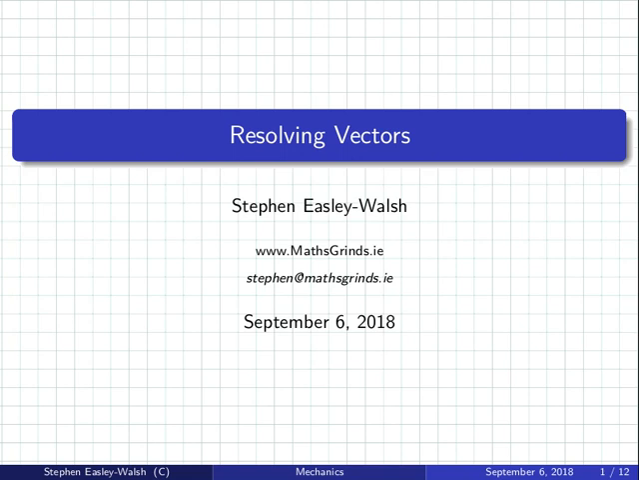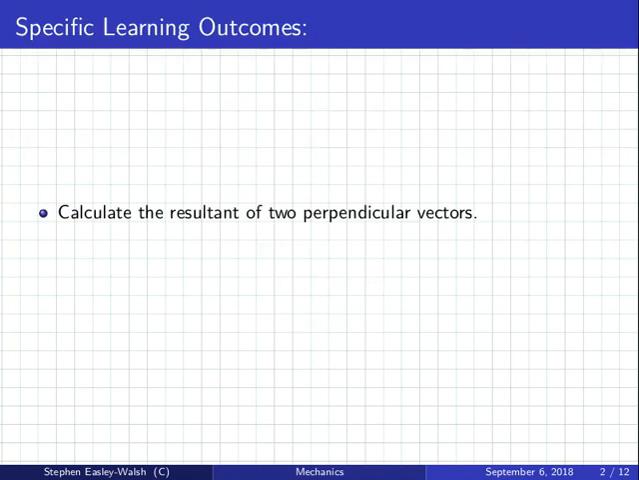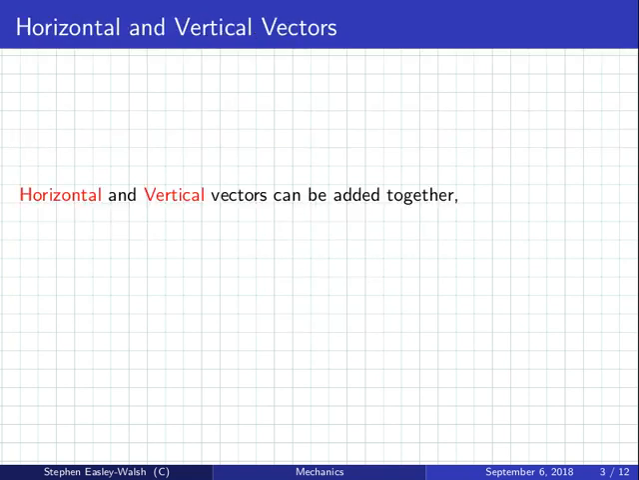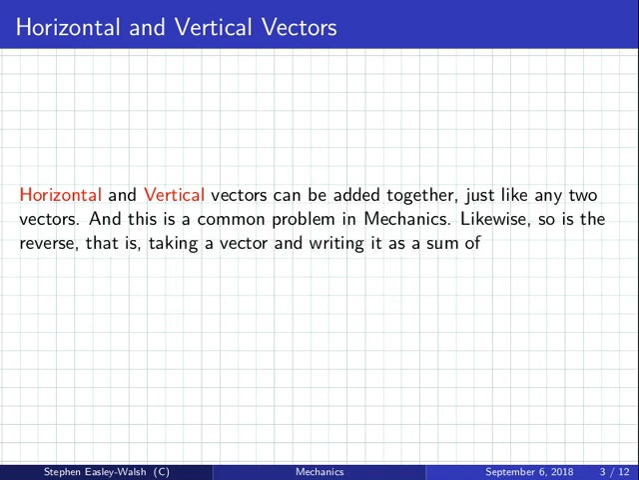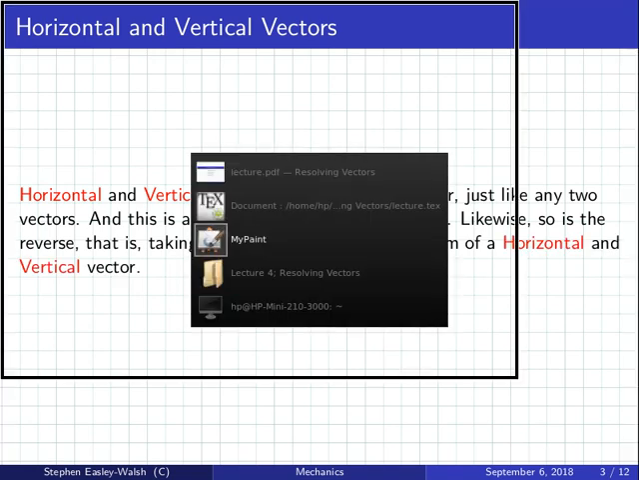Okay, resolving vectors. We said last time that we can add two vectors together, so we can certainly add a horizontal and vertical vector together, just like any two. And this is actually a common problem in mechanics. But so is the reverse. That is, taking a vector and writing it as the sum of a horizontal and vertical vector. So what am I saying here? Let's have a look at the picture, perhaps.